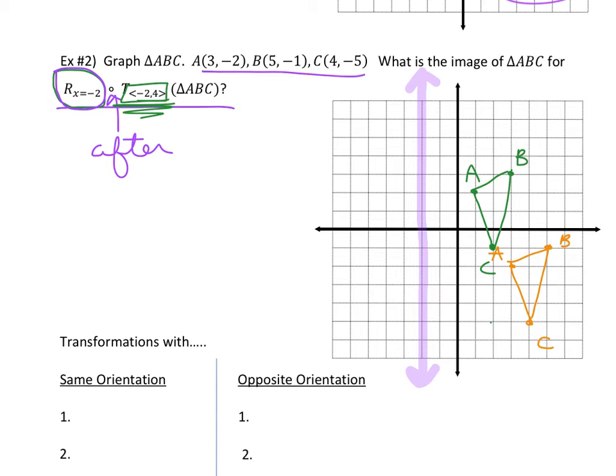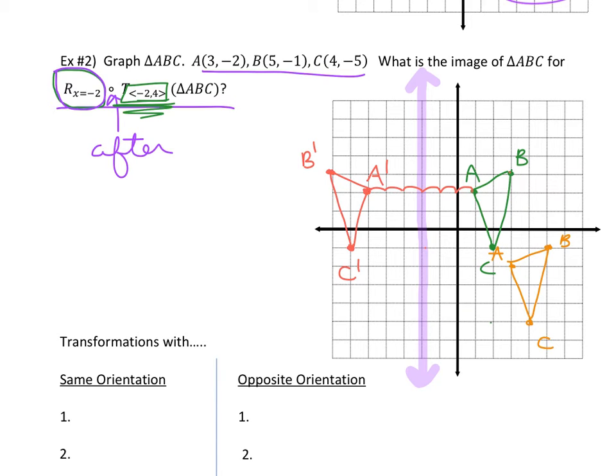Okay, so that's x equals -2, which means when we reflect over that, if you look here, A is 3 to the right of that line. We want to go perpendicular, so you're going to go 3 to the left of the vertical line. So this is going to be your A prime. B is 1, 2, 3, 4, 5, so go 1, 2, 3, 4, 5. That's your B prime. And then C is 4 to the right, so 1, 2, 3, 4 to the left is your C prime. So your image should be that triangle.